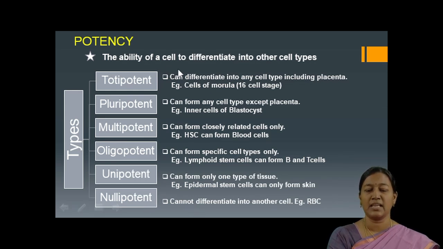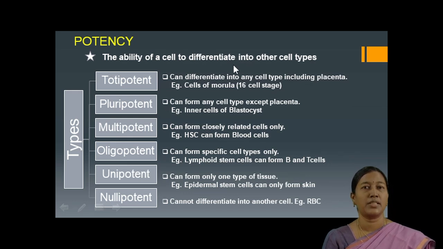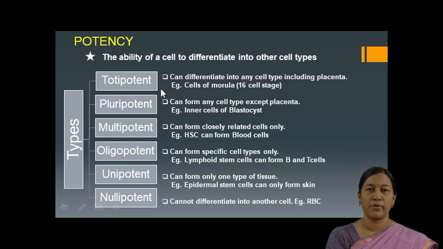So we see potency, the ability to differentiate into other cell types, and the different types. Totipotent can form any cell. Pluripotent can form the embryo, any cell other than the placenta. Multipotent can form a group of closely related cells like blood cells. Oligopotent can form only a few cells, like the lymphoid progenitor forming only the lymphocytes. Unipotent can form only one type of cell, for example epidermal stem cells forming only the skin cells. And nullipotent means it cannot differentiate at all, like the RBC.